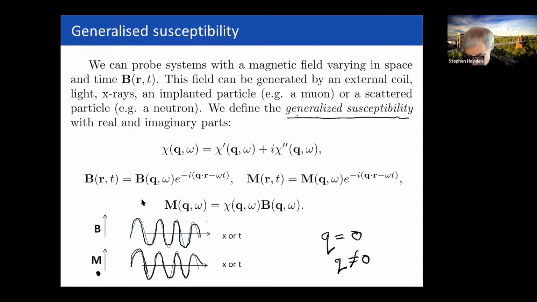Okay. To make things even more general, we could apply a field that not only varies in space, but varies in time as well. I can't draw that, but let's imagine it's constant in space this time and varies in time. The same arguments would apply: the field and the magnetization would both oscillate in time, and we can take the ratio of these two things to define a susceptibility. Okay, I didn't mention that before.